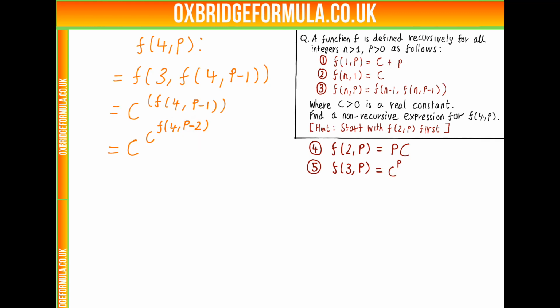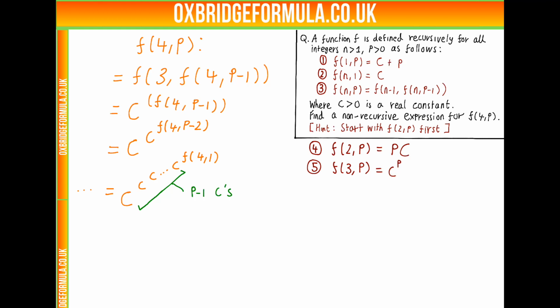So how do we progress from here? Well, we know if we carry on doing this, we're going to get something looking like this: c to the c to the c, all the way up to c to the f(4, 1). How many c's are we going to have? Well, we can just carefully count. When we decrease p by 1, we have 1 c. When we decrease p by 2, we have 2 c's. So in this case, we decrease p by p minus 1. So from here all the way to here, we'll have p minus 1 c's.